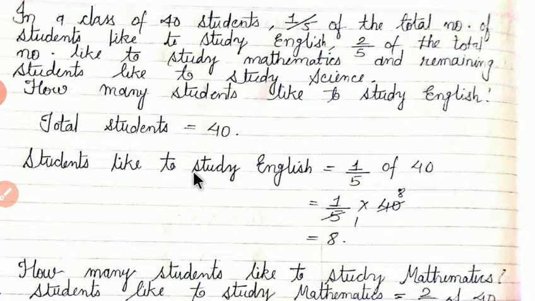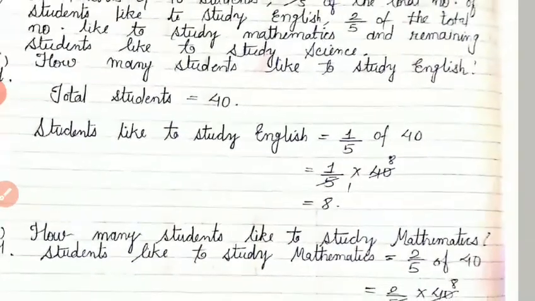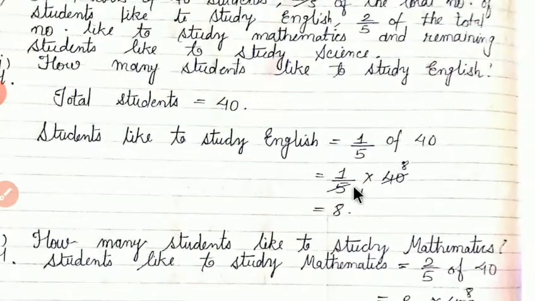So students who like to study English is 1 by 5 of the total students, and total students are 40, and "of" we have to replace by multiply. So 1 by 5 into 40. Now we can reduce into simplest form. So 5 ones are 5, 5 8s are 40. So the number of students, here in the question part is given as 1 by 5 of 40, means 8 students out of 40, 8 students like to study English.